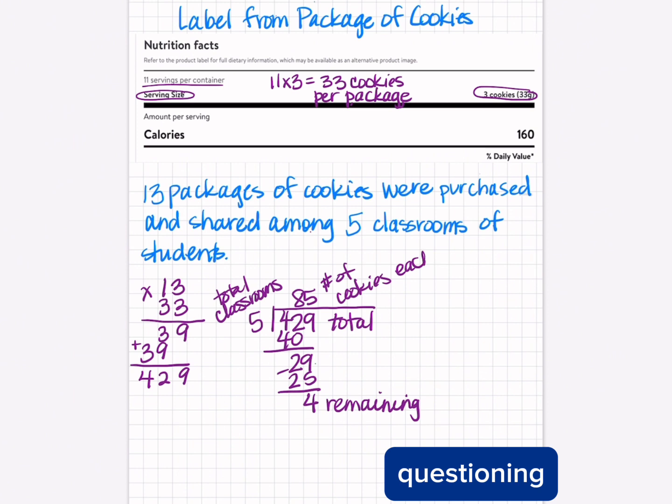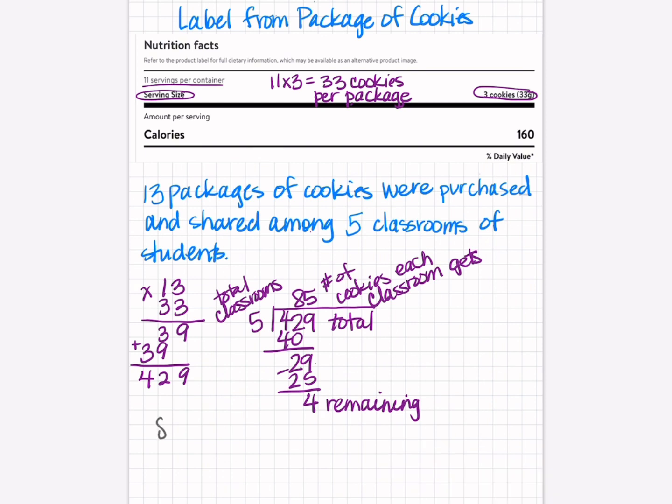So at this point, you have several different questions that you could ask the students. You could ask the students how many cookies remain. That's the first thing. You could ask them how many each class is going to get. 85. They've already labeled that information. At this point, we know that they have the 85 cookies with 4 remaining.